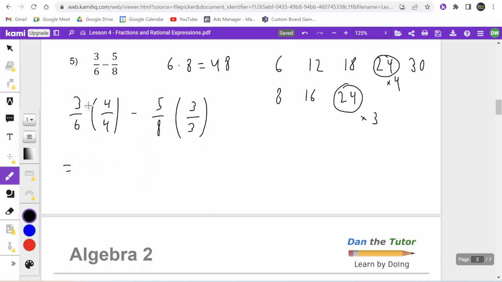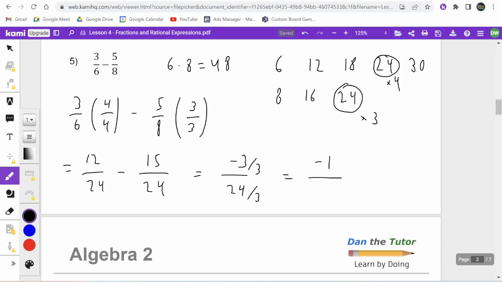Now 3 times 4 is 12 over 24, minus 5 times 3 is 15 over 24. 12 minus 15 is negative 3 over 24. Both of these numbers are divisible by 3. Negative 3 over 3 is negative 1, and 24 over 3 is 8. It looks like the answer is negative 1 over 8.